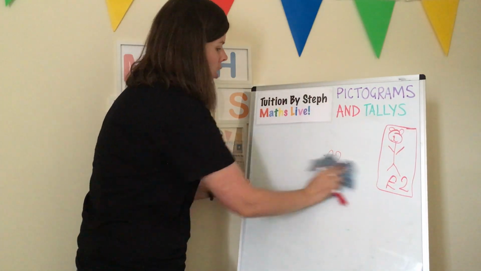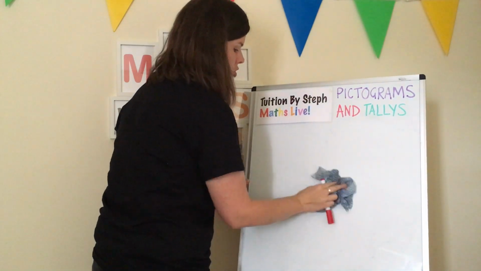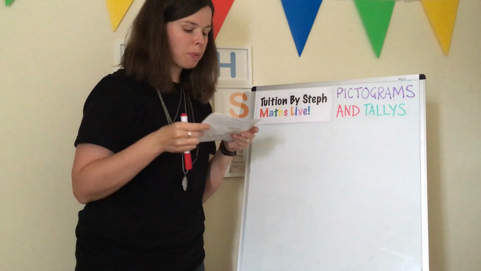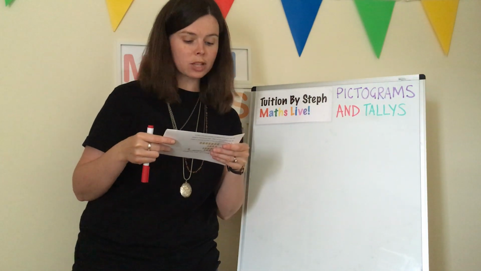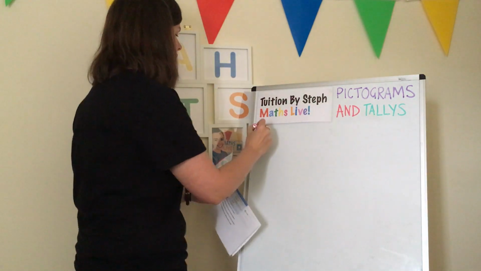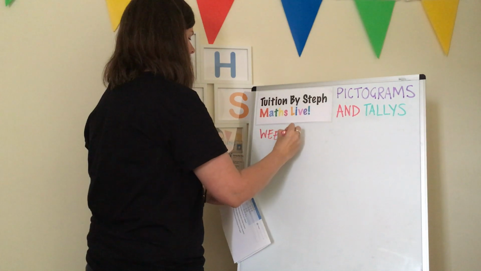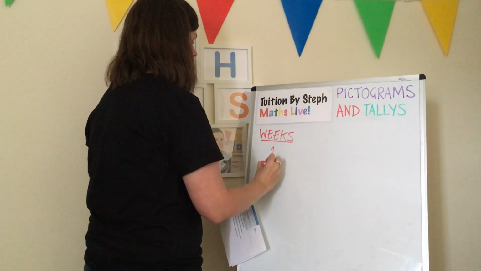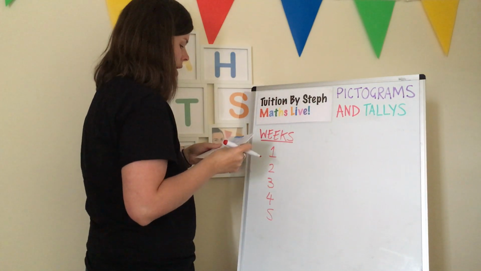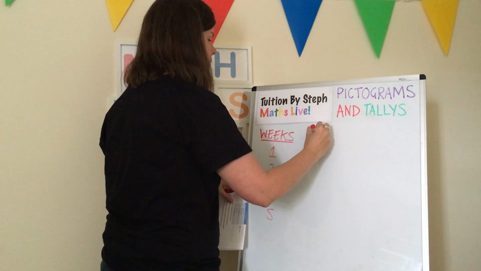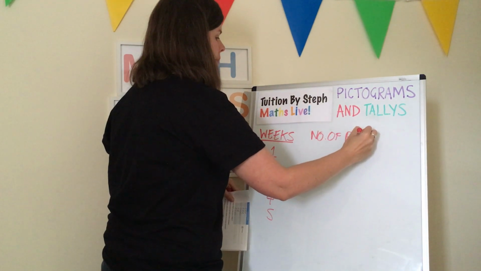Right. On to question 2, part 2, I should say. This part was about football. It says number of people at a football club. So we have week 1, week 2, week 3, week 4, and week 5. So this is the weeks. So we have 1, 2, 3, 4, and 5. And then it was number of people.